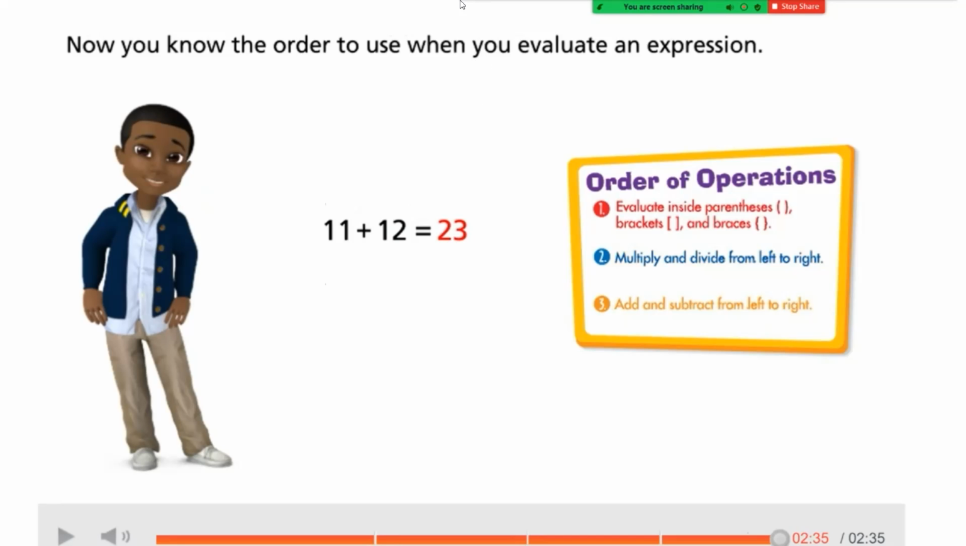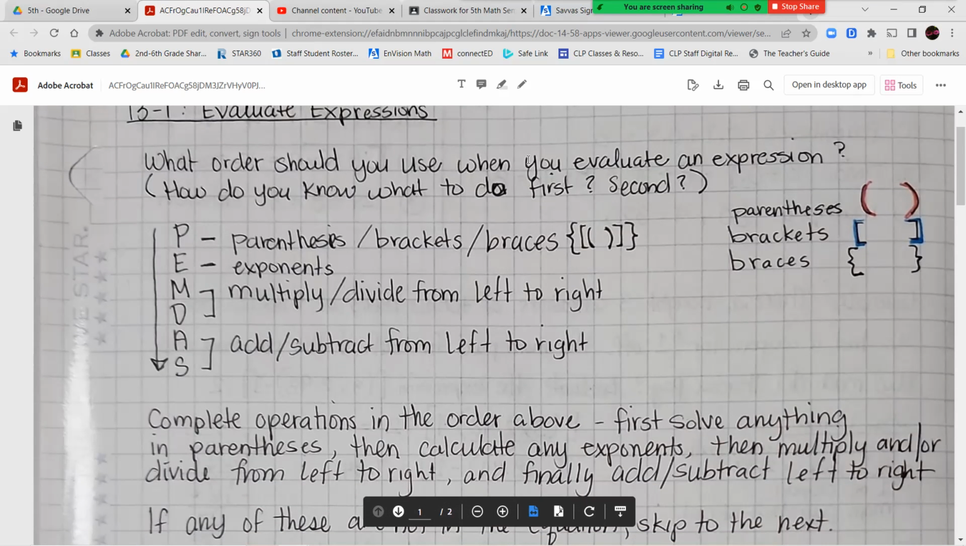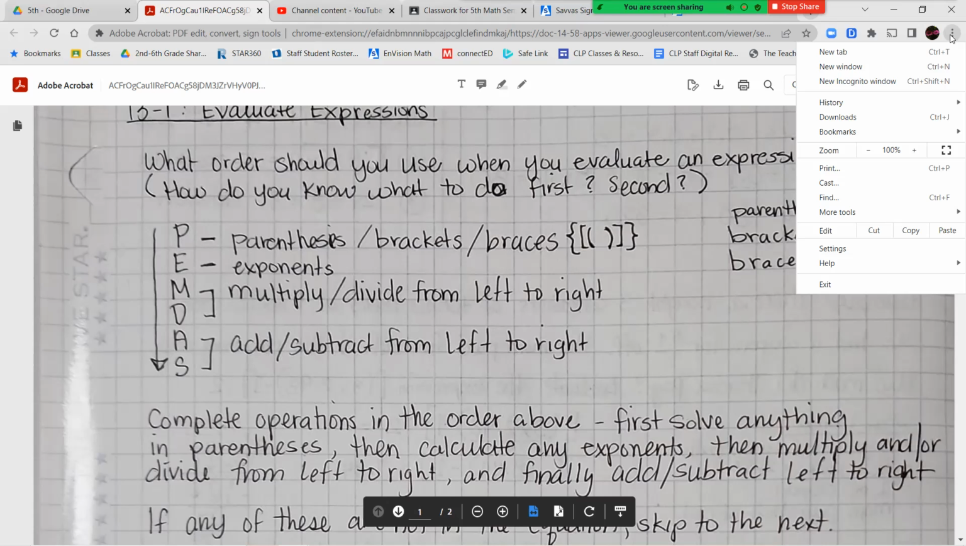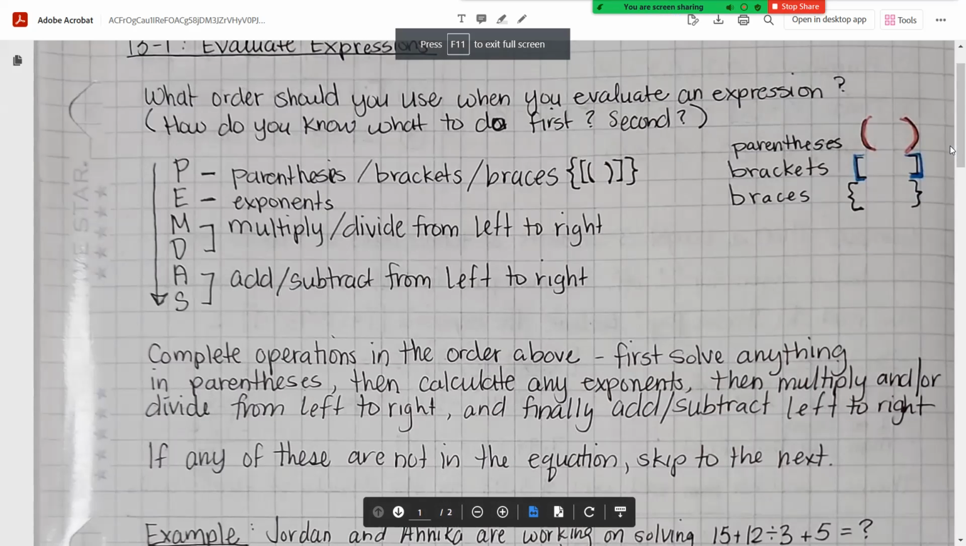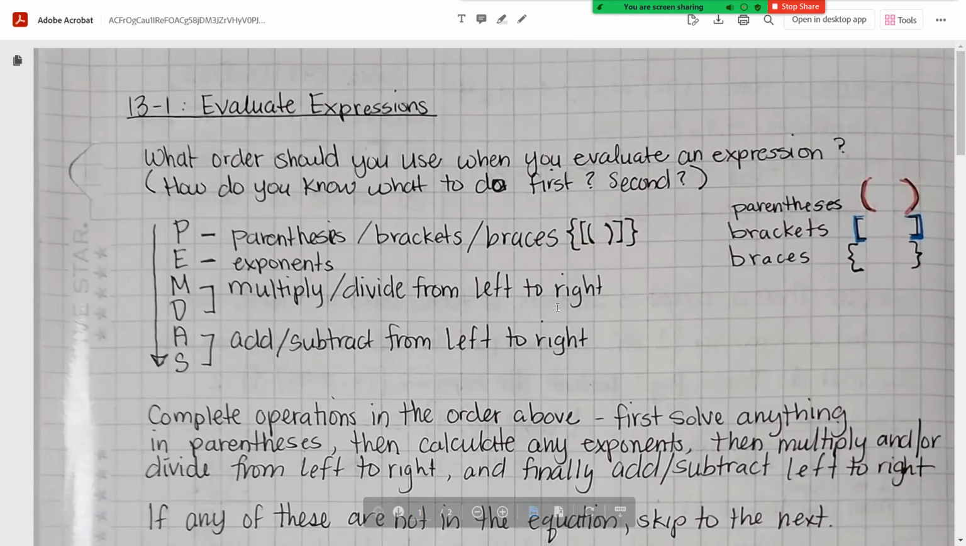Okay, so we made it to the end of our lesson video here. We're going to go ahead and jump into our notes and guided practice. So again, when we're talking about order of operations, we need to focus on making sure that we know what to do first, second, third, and so on when we're solving an equation that has multiple steps. Now, one way to remember it is to remember the acronym PEMDAS, P-E-M-D-A-S. So that tells us the order of operation.